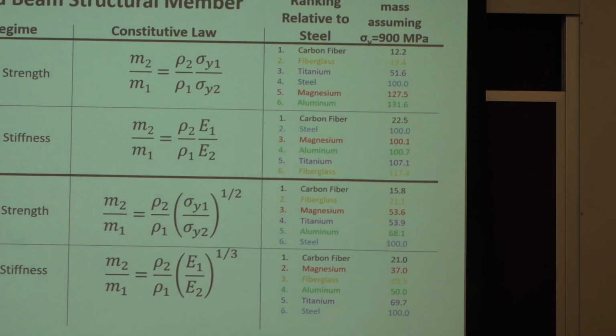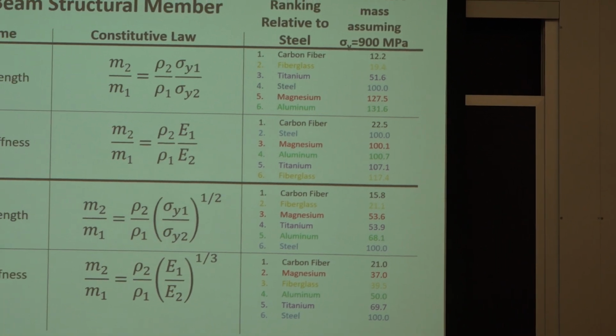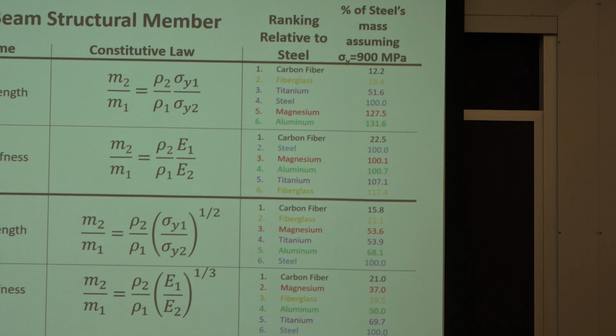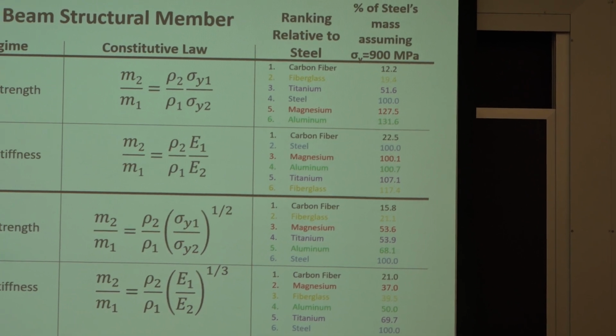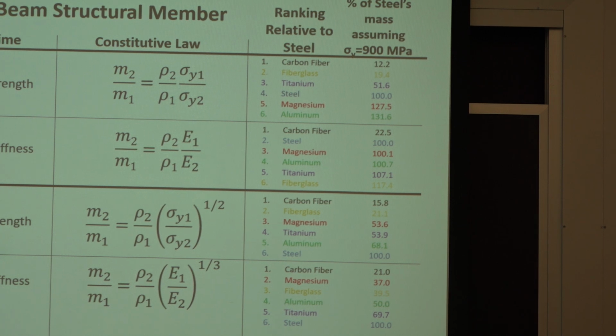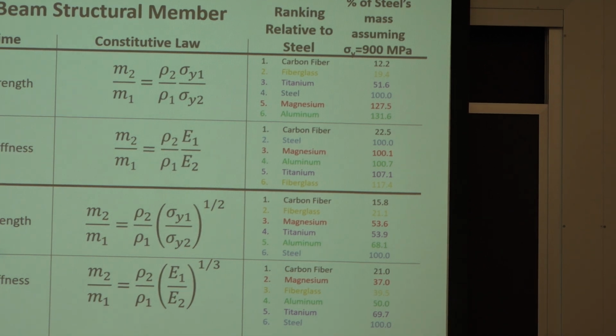Plugging those equations in and calculating out the relative opportunity for mass savings, you get these rankings here. And I think a lot of people would be kind of surprised to see the results. Everybody hears titanium or magnesium or aluminum and gets all excited: oh wow, we can save so much weight with that. But in certain scenarios, that's not always the case. And that's what's really important about this table here.